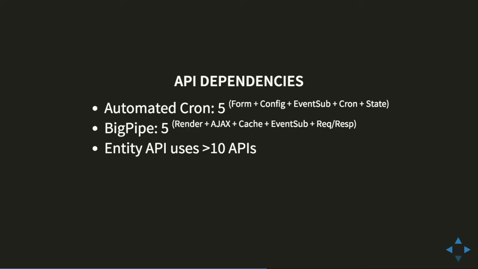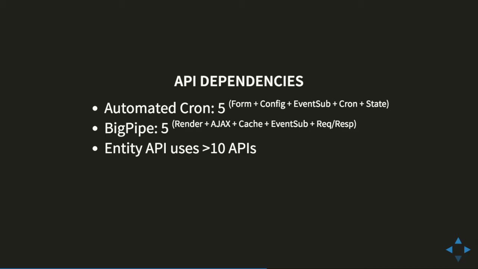The automated cron module in Drupal 8 depends on 5 APIs in Drupal. It depends on the form API to provide you with a form where you can configure things. The configuration that you can set up there is stored in the config API, and that configuration is then used by an event subscriber that runs on every request, that runs the cron service and tracks in the state API when the last time was that it ran. See, I can explain this in one sentence. That sounds pretty reasonable, it's built in a simple way.